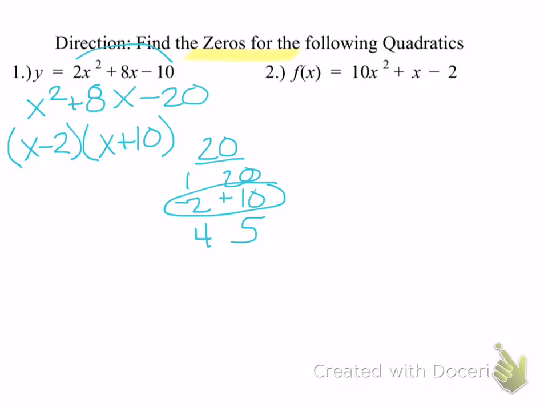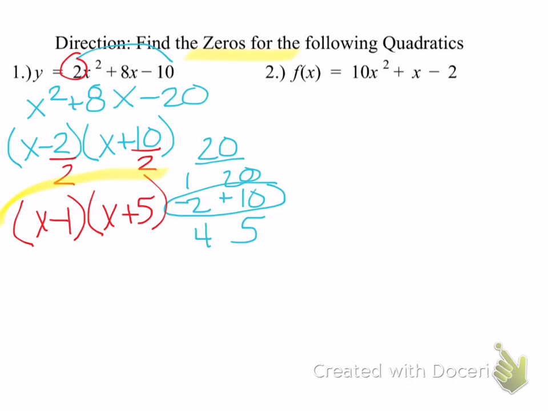And remember, I have to take away what I multiplied by at the beginning. So I have to divide each of these by 2. So I've got x minus 1, and I've got x plus 5. And that is my answer. Well, so it works if you did it like that.